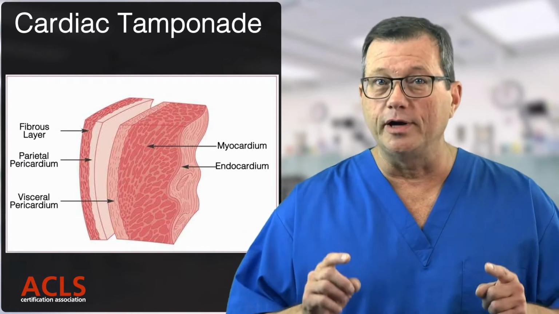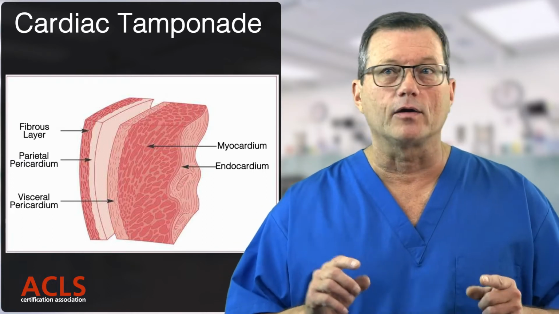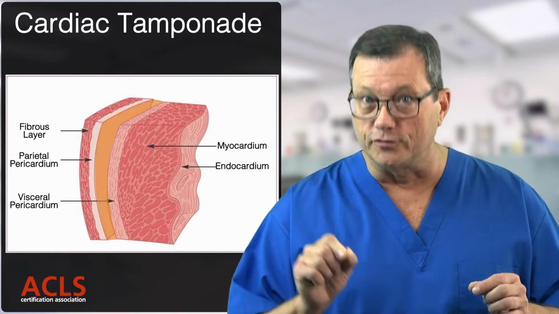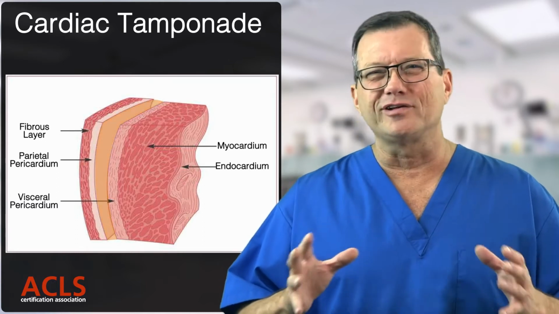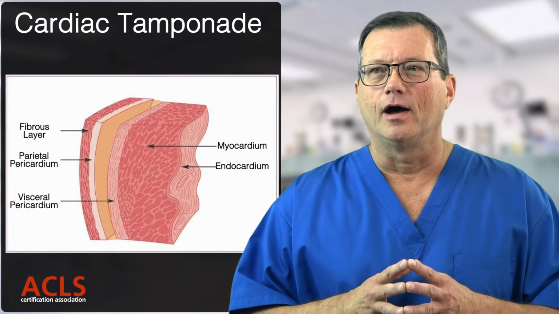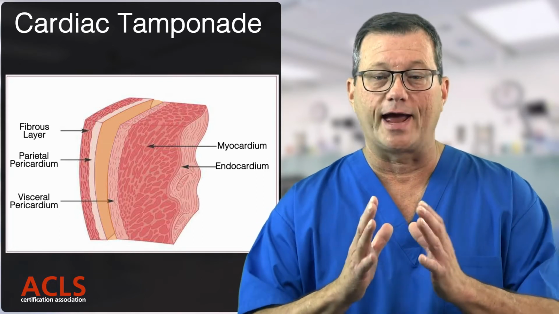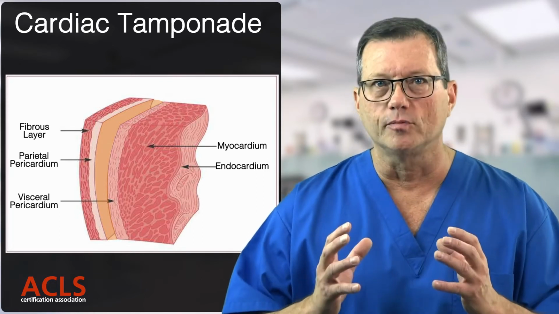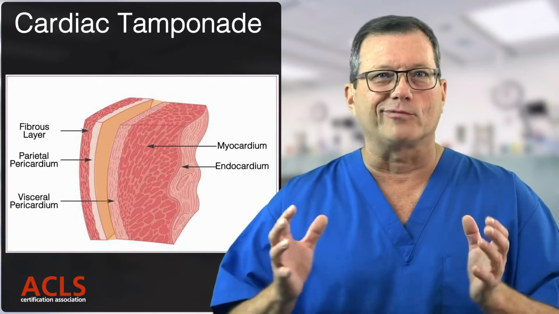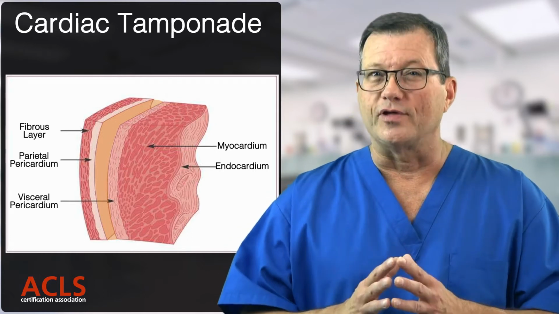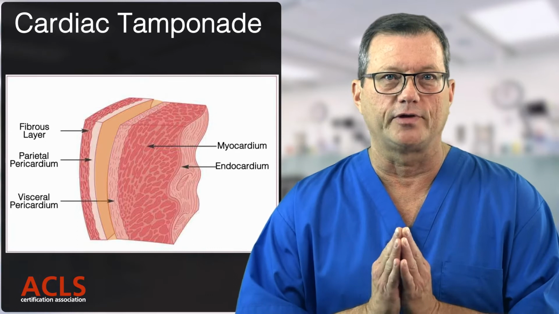Now, in between the parietal and visceral layer, that's where the pericardial fluid is. And there's usually right around 50 cc's of fluid in the pericardial sac. This fluid acts as a lubricant, so the heart can beat without rubbing itself raw. So that's the structure of the pericardial sac.